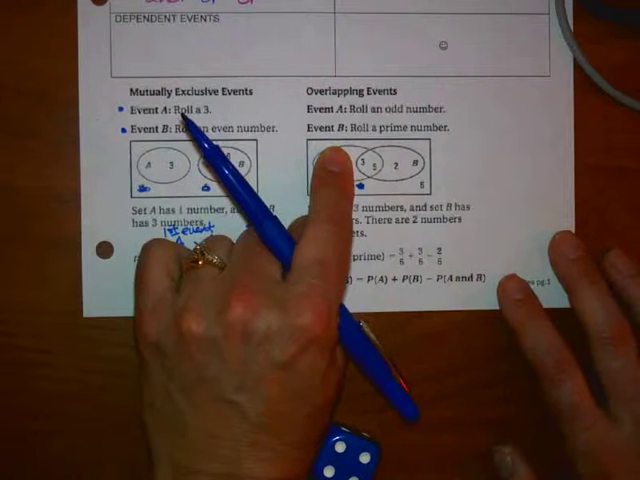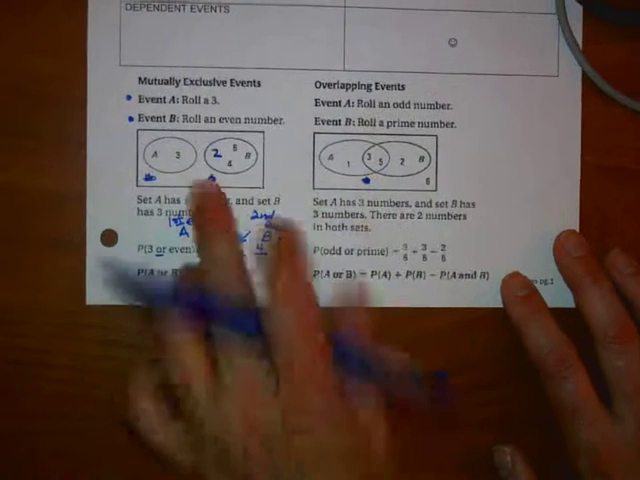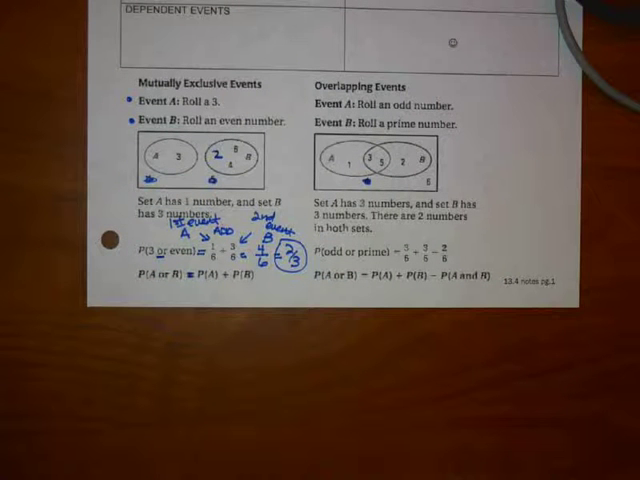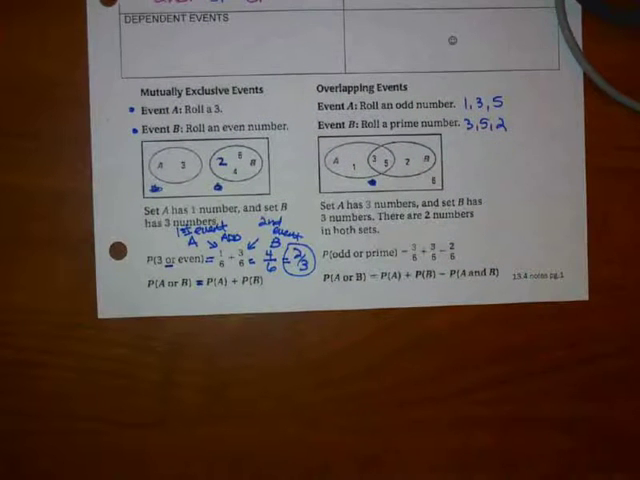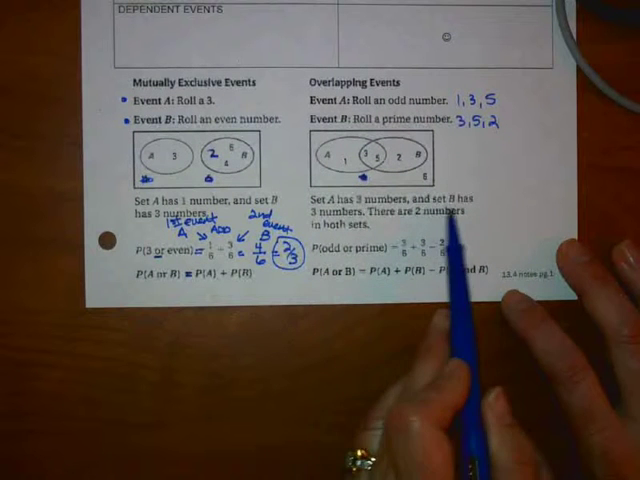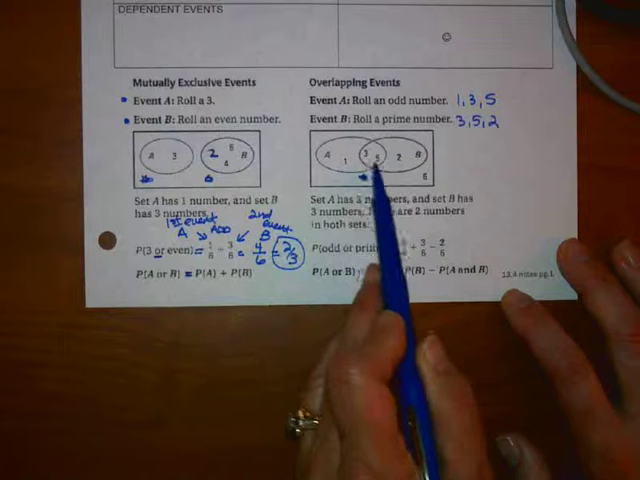Oh, but wait. How is this picture different than this picture? 3 and 5 qualify for both events, don't they? Yes. That's called overlapping. So there's overlapping here. If I write down what I have here, I have a 1, 3, and 5 for event A, and I have a 3, 5, and 2, because you're not always going to draw a Venn diagram. You can see that the 3 and the 5 meet both requirements. That's called overlapping. So you have to do something slightly different when that happens. Set A has 3 numbers, set B has 3 numbers, and there are 2 numbers in both sets.